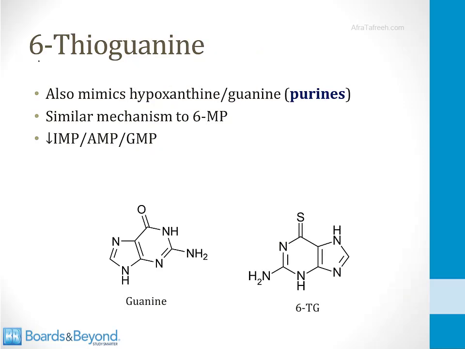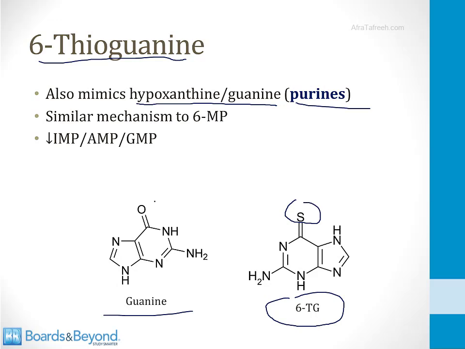There is another drug called 6-thioguanine that also mimics the bases hypoxanthine and guanine, the purines. This is the structure of guanine at the bottom left side of the screen. 6-thioguanine has a sulfur atom instead of an oxygen atom. It has a similar mechanism to 6-mercaptopurine. It will decrease cellular levels of IMP, AMP, and GMP, and therefore inhibit DNA synthesis.